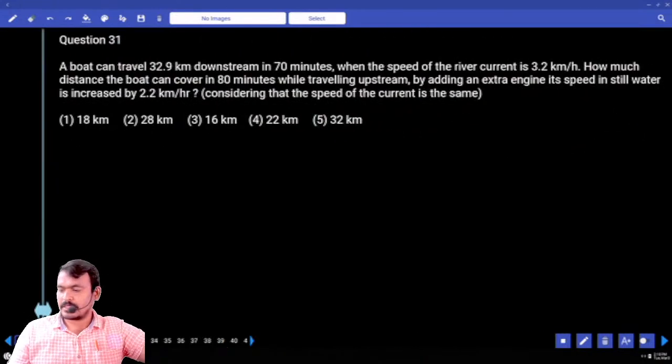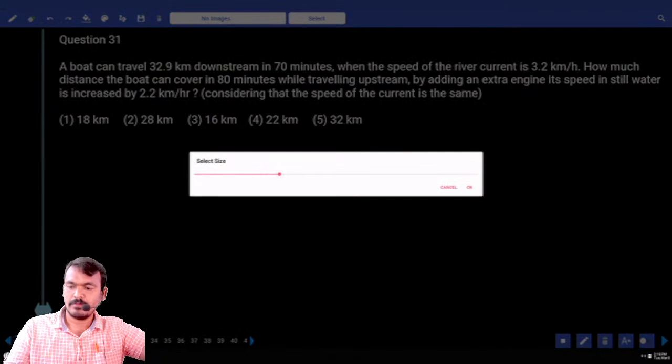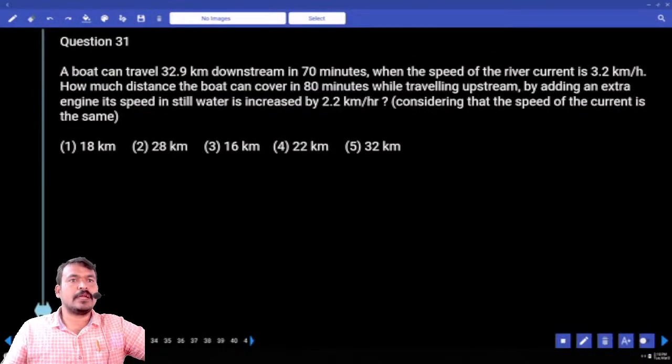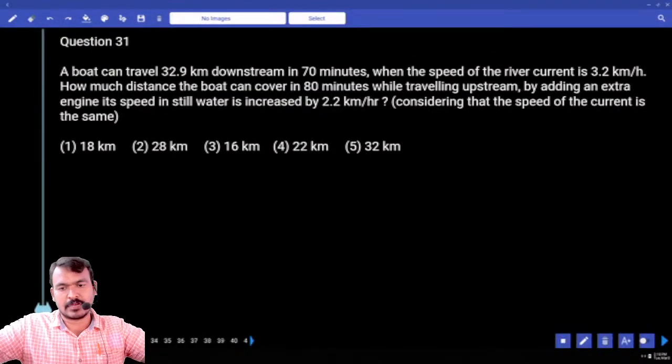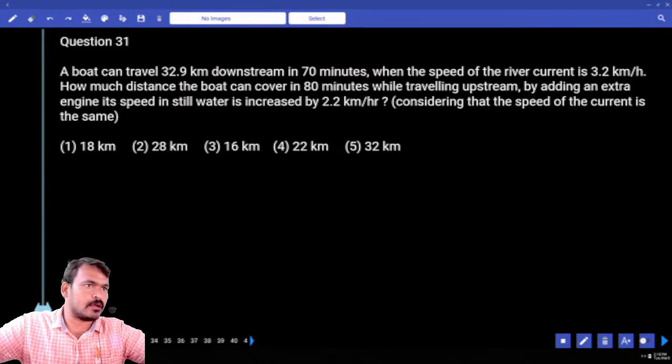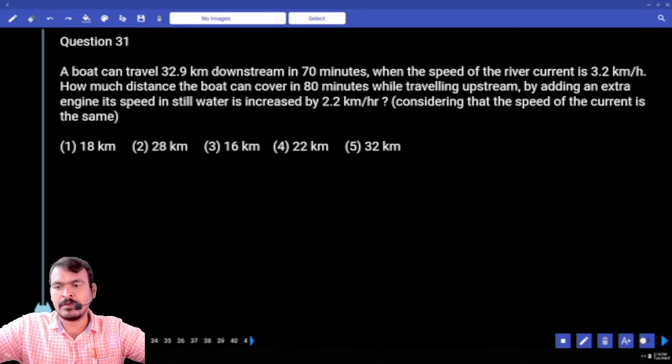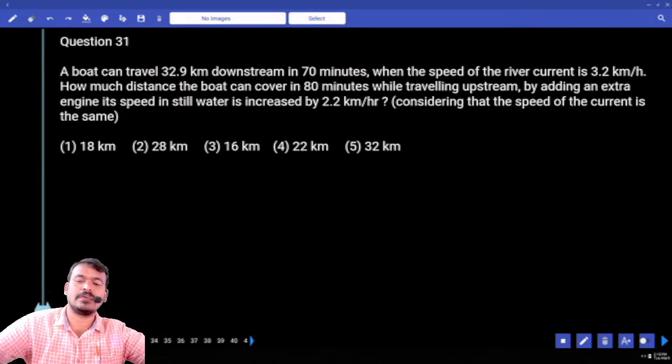Next question, number 31. A boat can travel 32.9 kilometers downstream in 7 minutes when the speed of the river current is 3.2 kilometers per hour. How much distance can the boat cover in 80 minutes while traveling upstream or downstream? Upstream. By adding an extra engine, its speed in still water is increased by 2.2 kilometers per hour.